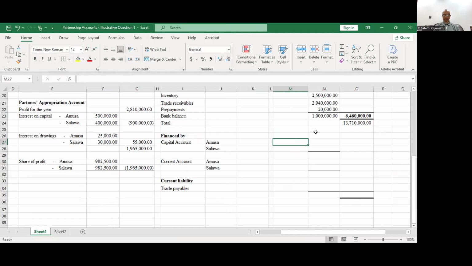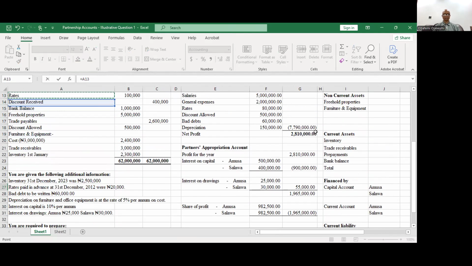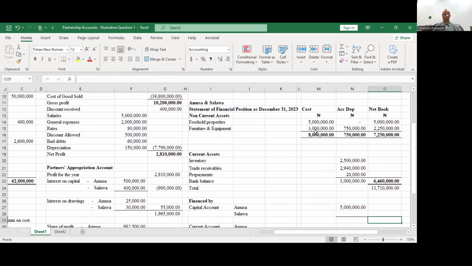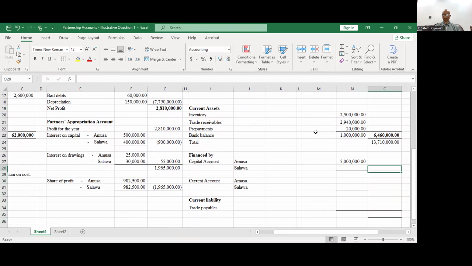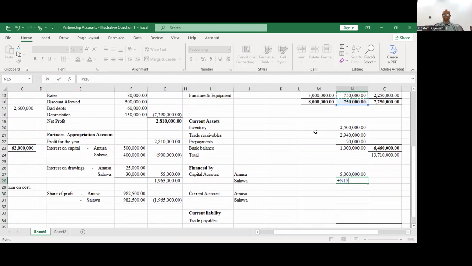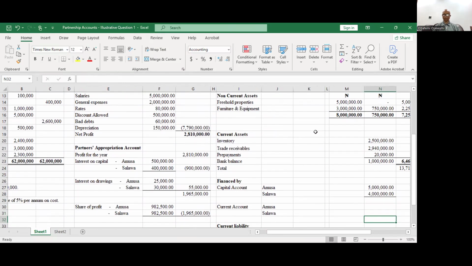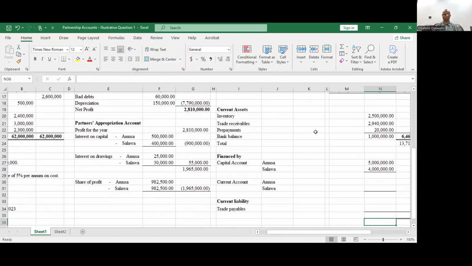Capital account for Amusa is 5 million. Don't forget, we have 5 million. Let me go to our trial balance to see where we are coming from. So 5 million here, and then the other lady, Salawa, is also 4 million naira. So you see 4 million naira.